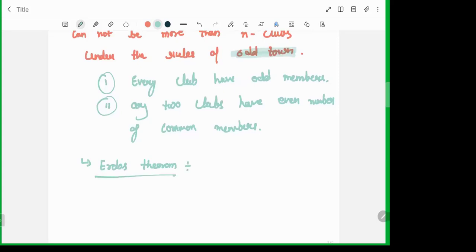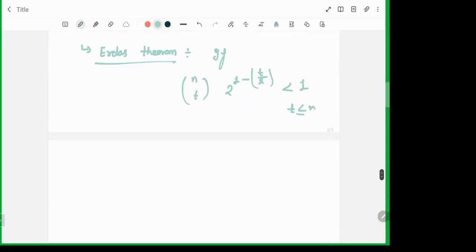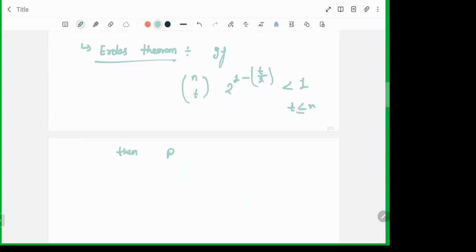What is that? It says that if n choose t times 2 to the power 1 minus t choose 2 is less than 1, then R(t) is greater than n, where R(t) equals R(t,t). R(t,t) denotes the Ramsey number.